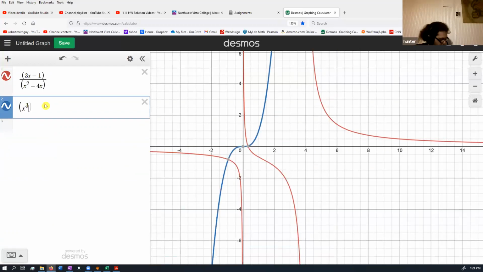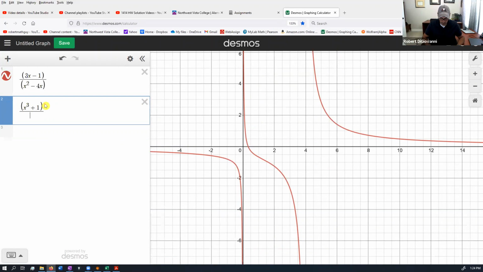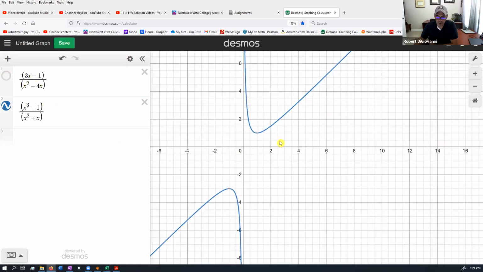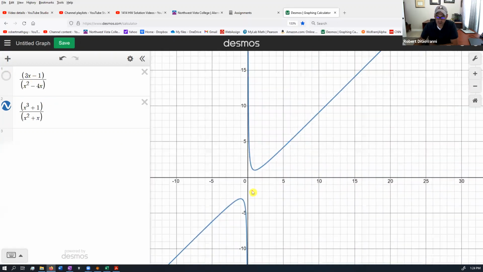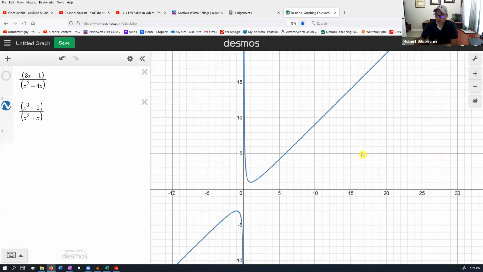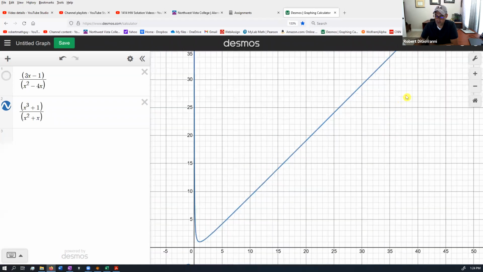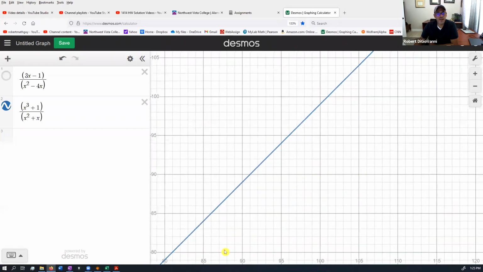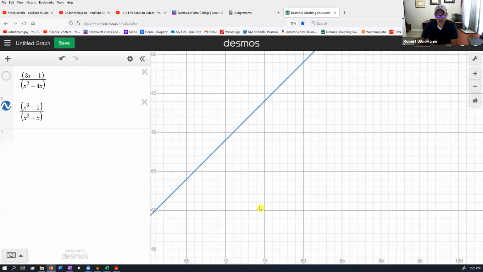Now let's go ahead, I'll graph it. x cubed plus 1 over x squared plus x. There it is. So you can see here from the graph that as you go out to infinity, where's the graph headed? Off to infinity. And so we were able to determine that.